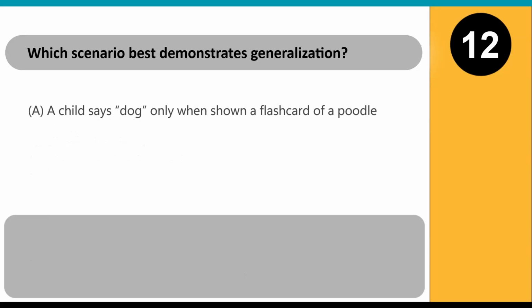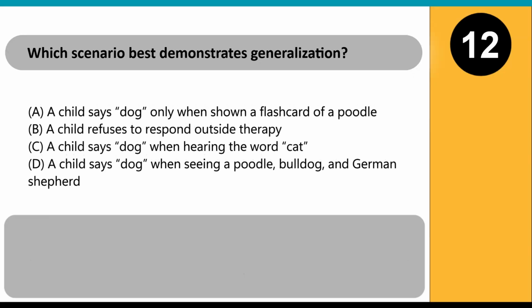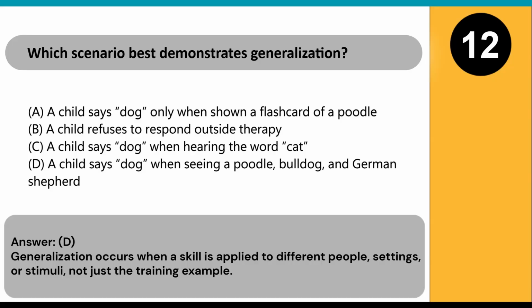Which scenario best demonstrates generalization? A. A child says dog only when shown a flashcard of a poodle. B. A child refuses to respond outside therapy. C. A child says dog when hearing the word cat. D. A child says dog when seeing a poodle, bulldog, and German shepherd. Answer: D.